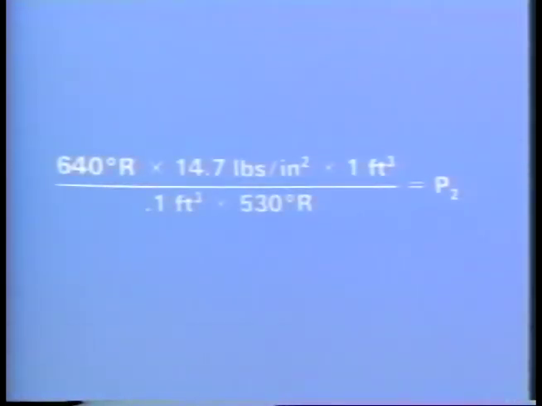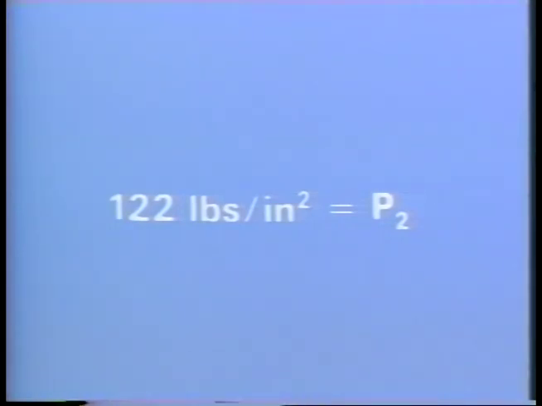T2 is 640 degrees Rankine. P1 is 14.7 pounds per square inch. V1 is 1 cubic foot. V2 equals 0.1 cubic foot. Now remember, we're decreasing the volume to 1/10 its original size. And T1 is 530 degrees Rankine. When we multiply this out, we get about 122 pounds per square inch for P2.